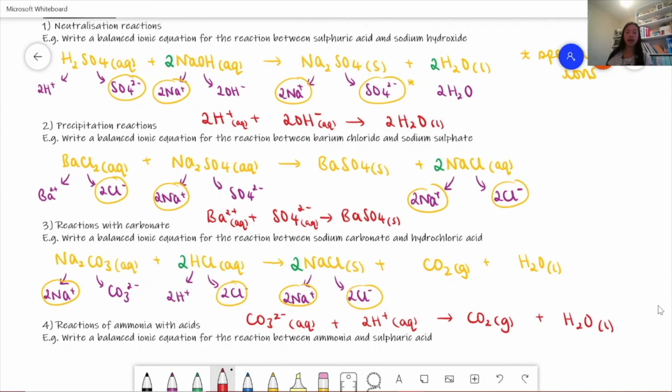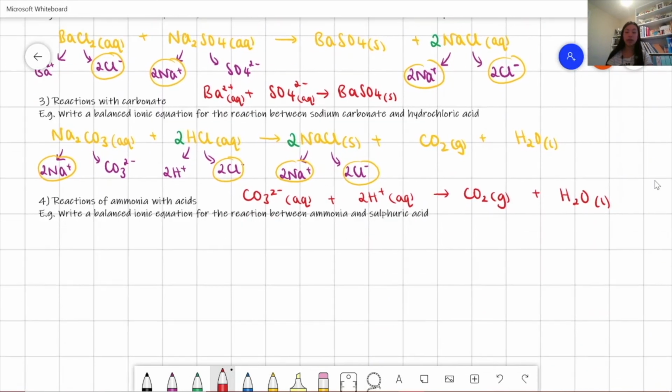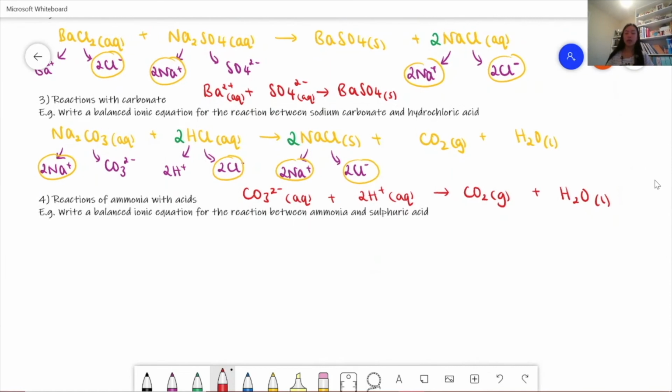And now finally looking at our last reaction, which is the reaction of ammonia with an acid. So when we react ammonia with an acid, we form an ammonium salt. So write a balanced equation, an ionic equation for the reaction between ammonia and sulfuric acid. So we do exactly the same thing. We have ammonia, and this is going to be aqueous. And then we have our sulfuric acid, which is H2SO4, and this is also aqueous. And we're going to form a salt, and this salt is going to be (NH4)2SO4. And this is going to be solid.